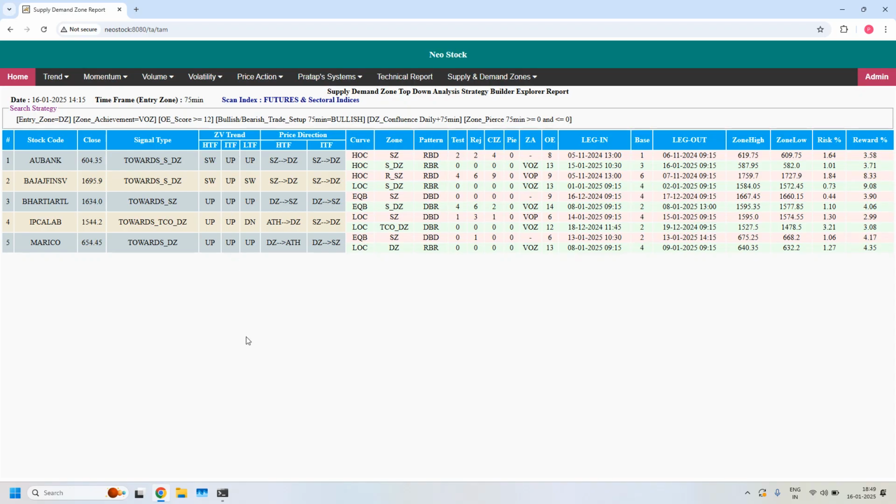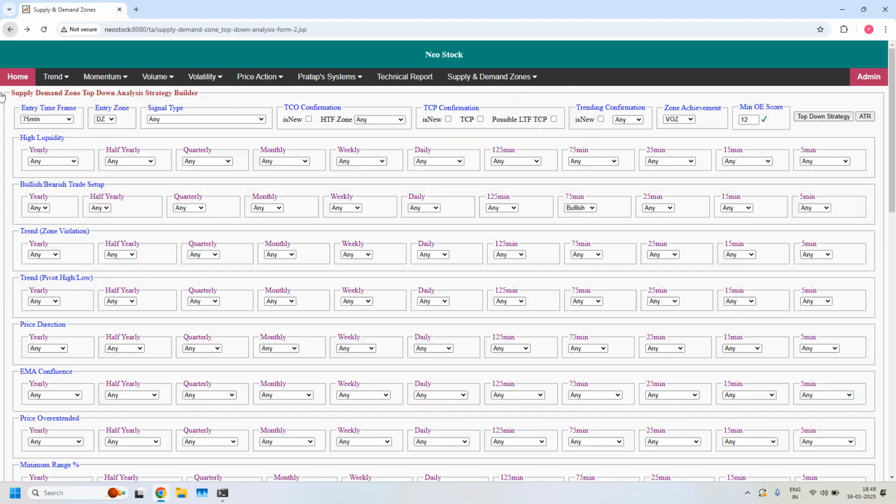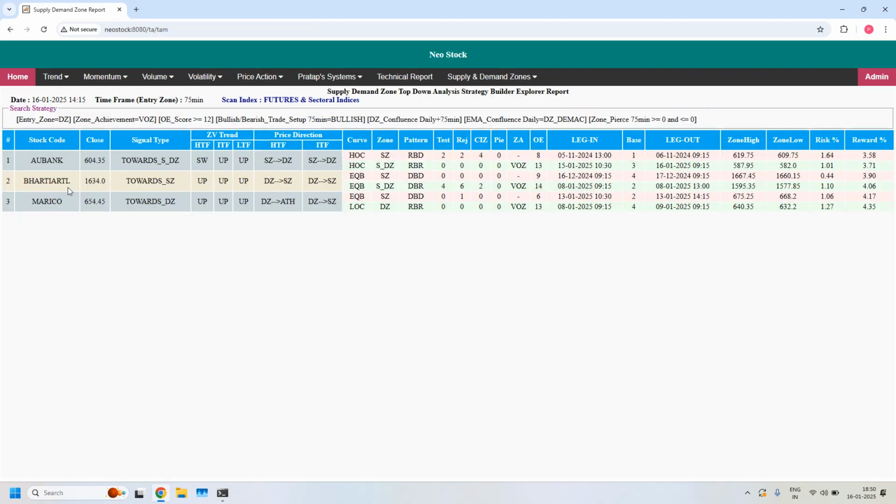So let us verify daily demand zone with daily EMA confluence, because 75 minute zone is overlapped with daily zone. So in the EMA confluence daily time frame, I am setting the filter daily demand zone having daily EMA confluence. With this filter, we got 3 stocks. These 3 are even more high probability trade setup supported zones. Okay, this is about LTF, ITF and its ITF EMA confluence based strategy. Always look into the search strategy so that you will understand how we filter the stocks.